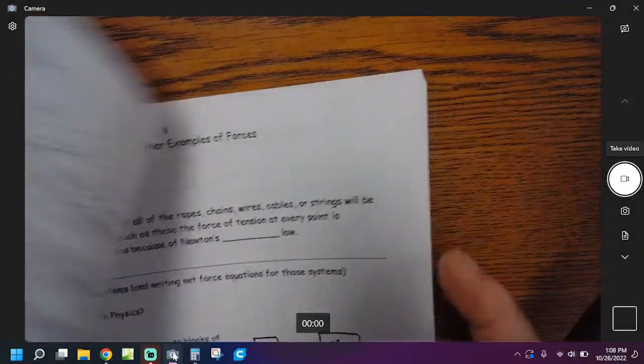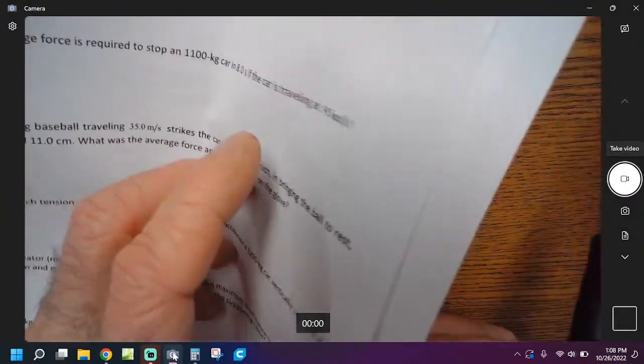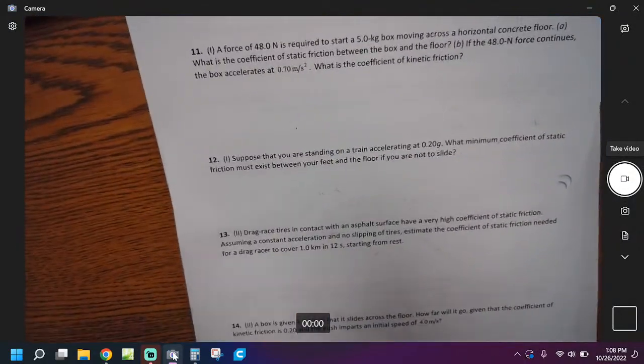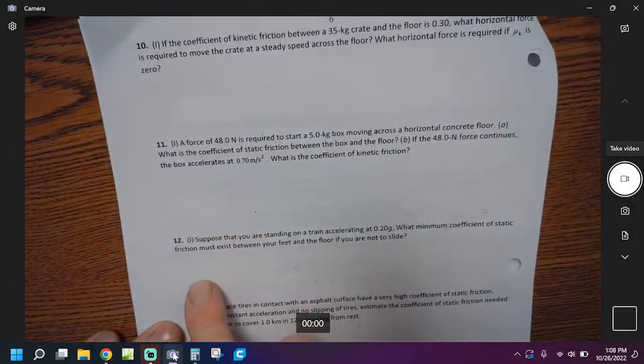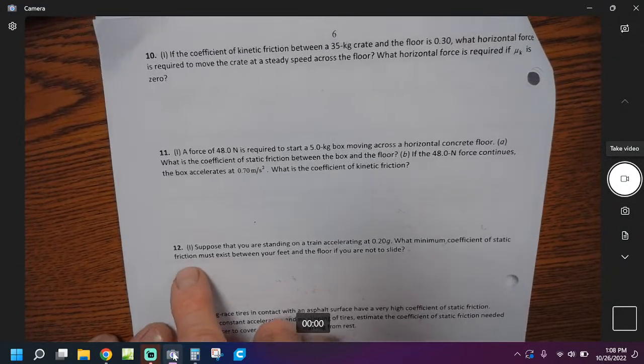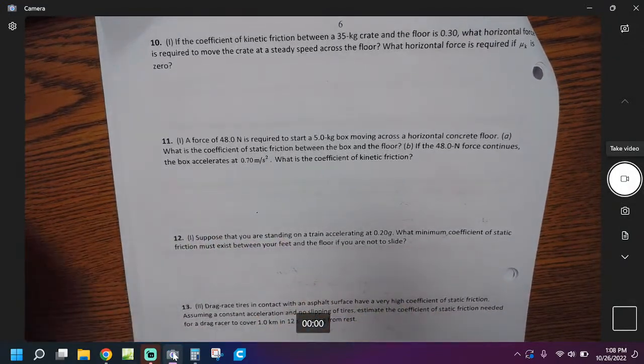The homework is not that. Homework is to do number 10, 11, and 12. These are all problems involving friction. And probably some kinematics, and maybe some Newton's second law. Probably some of all three of those things.